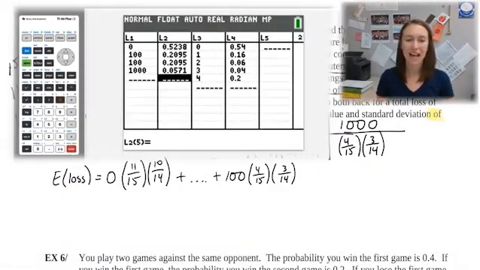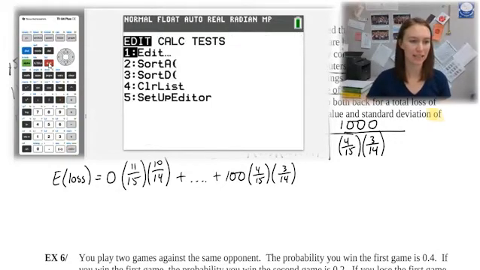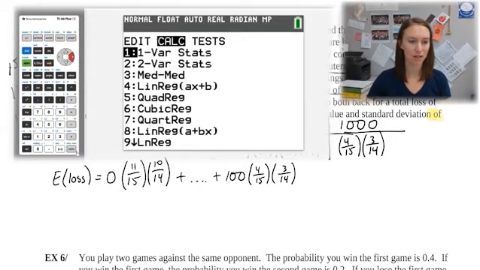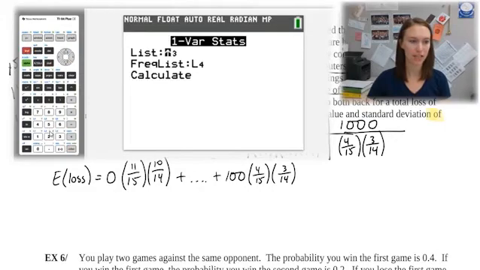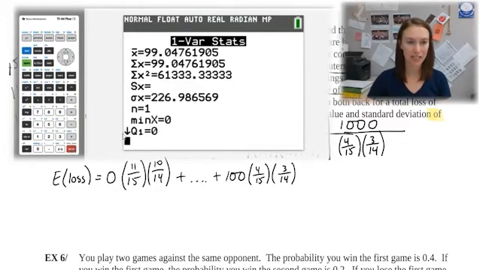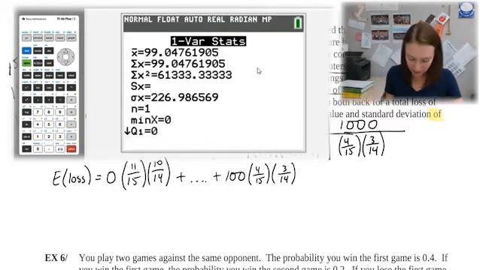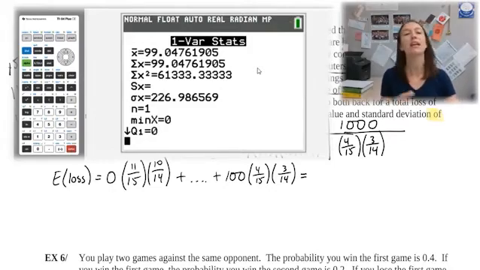Okay, so we have all of our values in there. Now I can go stat, calc, one var stats. I'm going to change this to L1. Go down, change this frequency list, my probability list, to L2. Calculate. And then this just saves me time. I know it took me a few minutes to plug in my list here, but now I don't have to plug it in for the expected value and the standard deviation.